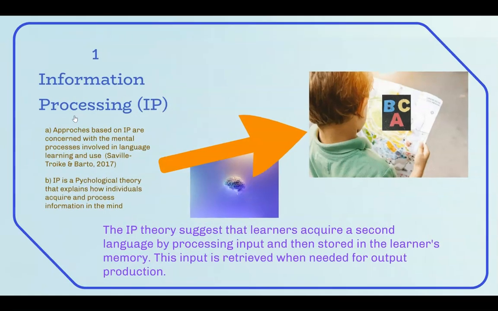Number 1. Information processing. The approach based on IP is concerned with the mental processes involved in language learning and use. IP is a psychological theory that explains how individuals acquire and process information in the mind. The IP theory suggests that learners acquire a second language by processing input and then storing it in the learner's memory. The input is retrieved when needed for output production.